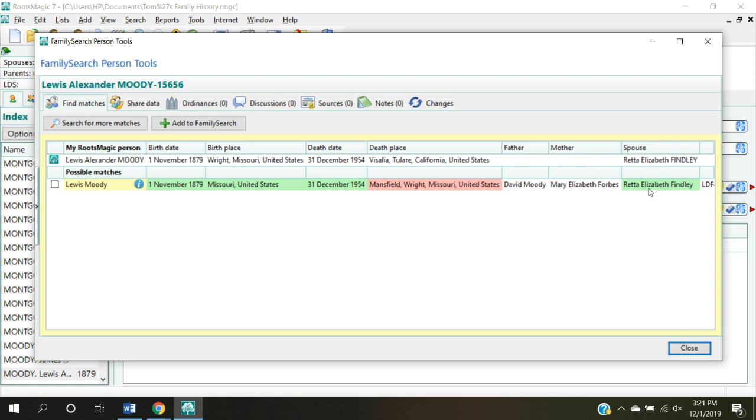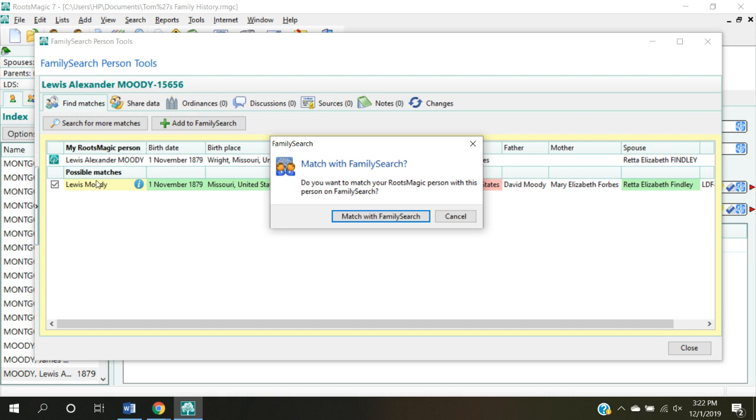And then the correct wife. Didn't put his middle initial or middle name, but that's okay. There's enough correct information here for members of the Church of Jesus Christ of Latter-day Saints to do the temple work. So I'm going to click on this box, and I'm going to match my information in my pedigree family group record with the Family Search information.